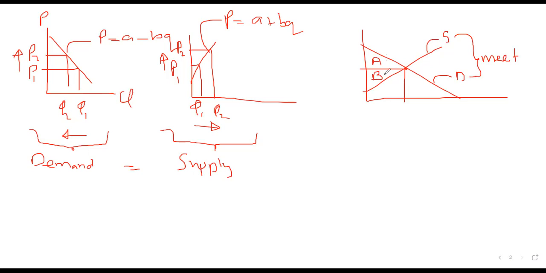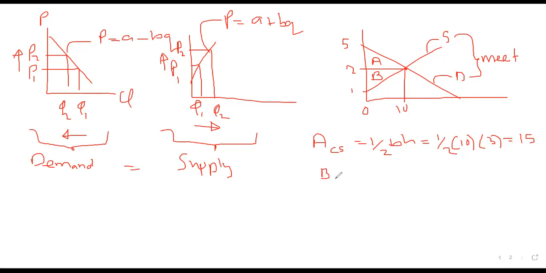Area A is called the consumer surplus. It is the area under the graph. It's given by half times base times height. In this case, our base is what? 10. Our height is what? From 2 to 5 is a 3. So we're going to get 15 as our consumer surplus.